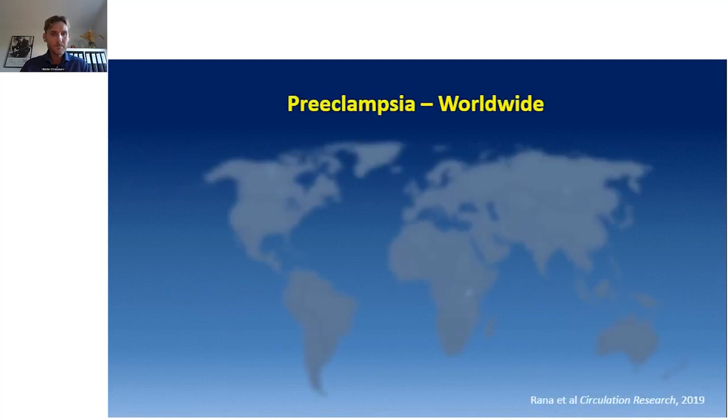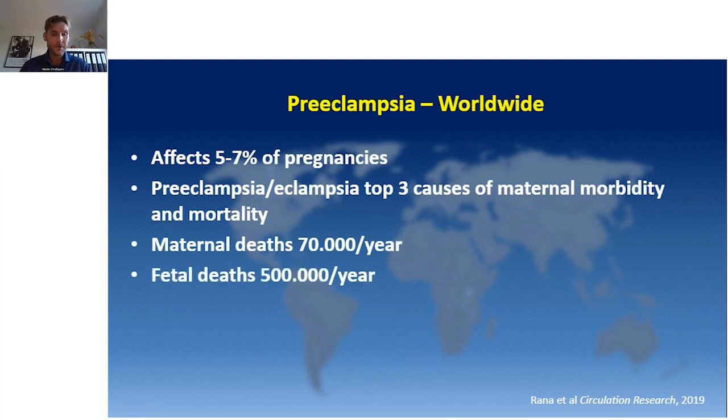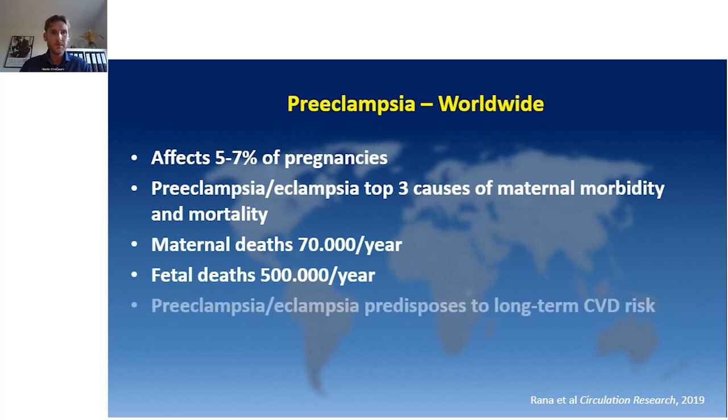Preeclampsia is a major pregnancy complication and affects 5 to 7% of pregnancies, with a wide variation across regions. We know that preeclampsia and eclampsia are among the top 3 causes of maternal morbidity and mortality, and account for 70,000 maternal deaths per year and as many as 500,000 fetal deaths per year. Also, evidence has supported that preeclampsia and eclampsia predispose to long-term CVD risk.